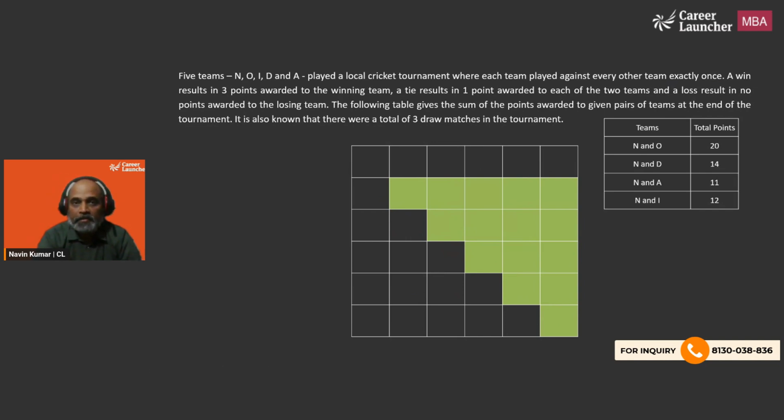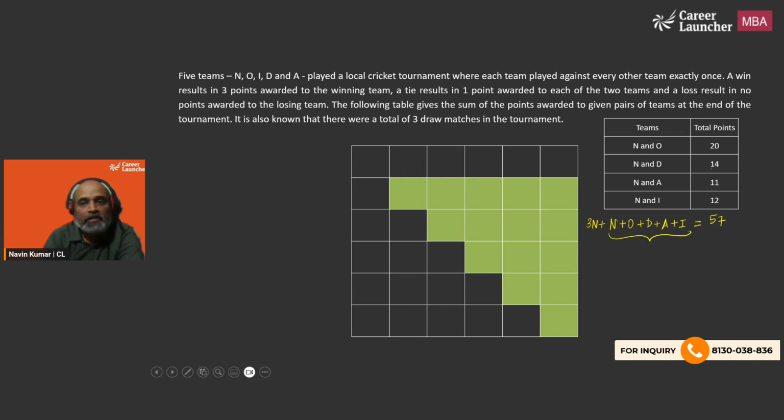So let's begin with the first step. Each team played, so how many points did each team score? For that, we can see that if we add all of this, let's write it here, it is going to be 20, 30, 40, 50, 56, and 7. And here we get N and O and D and A and I. N is going to be counted basically 3 times, so I'm going to write 3 times N plus this, which is equal to 57.